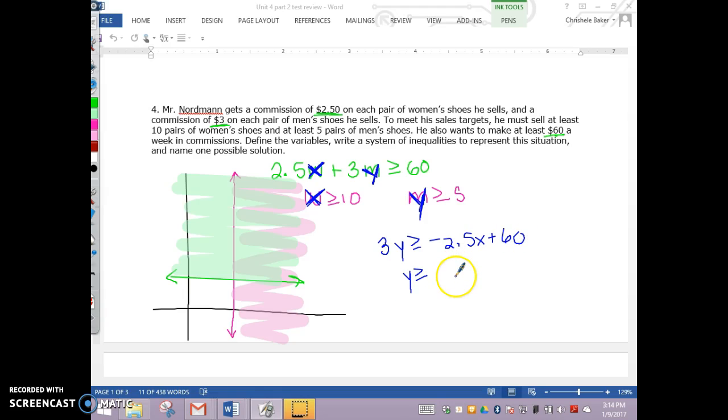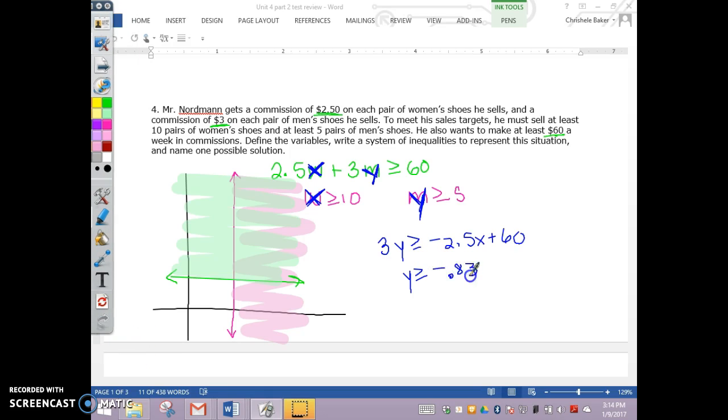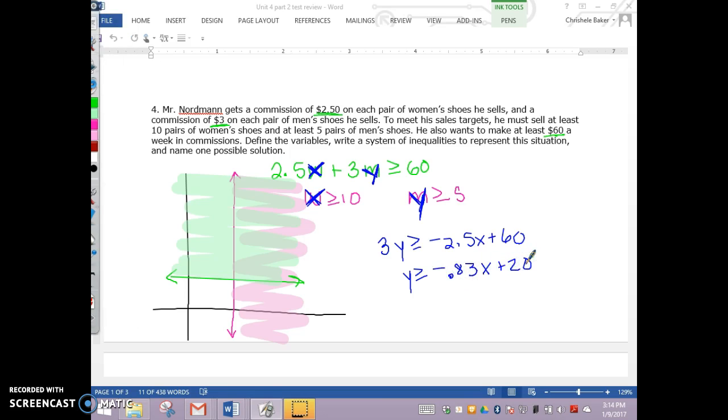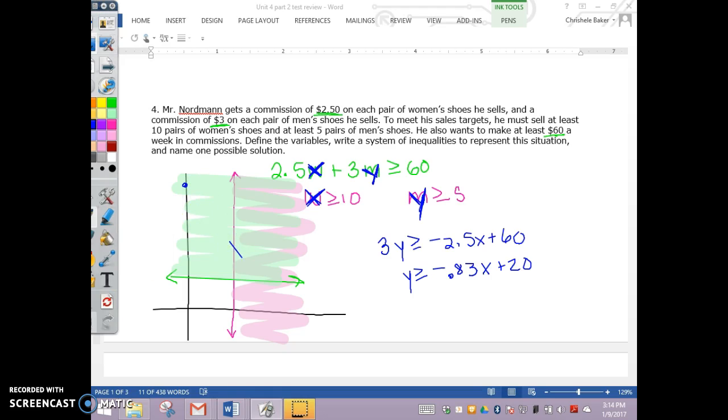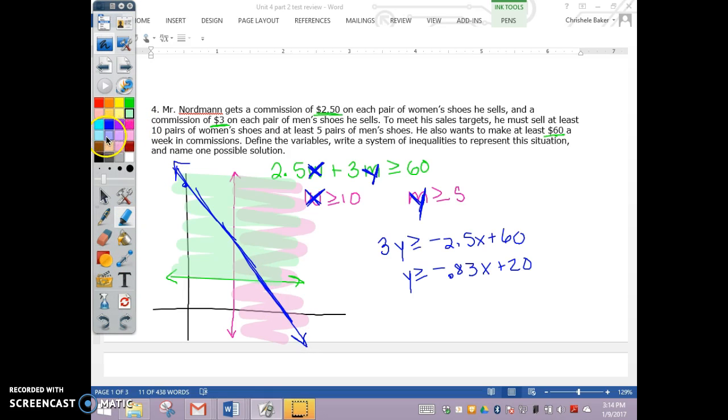y is greater than or equal to negative 0.83x plus 20. Okay, so my y-intercept is up here at 20, and my slope is not quite negative 1. So it's a little different, but kind of similar. It's not that important to be super accurate. I'm just looking for the region.